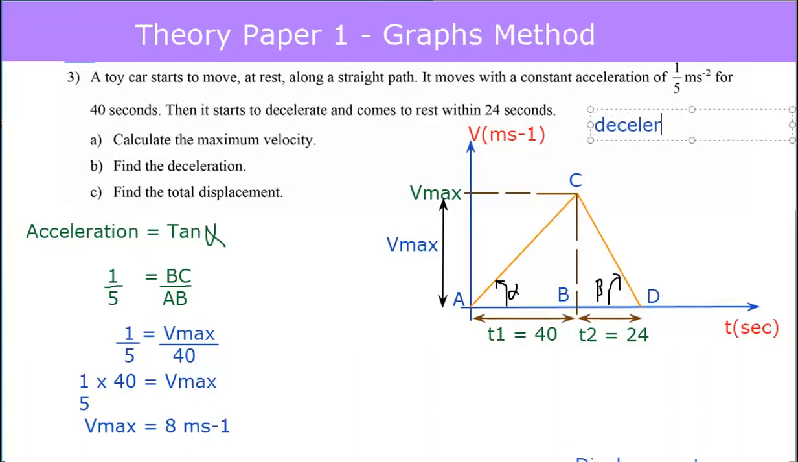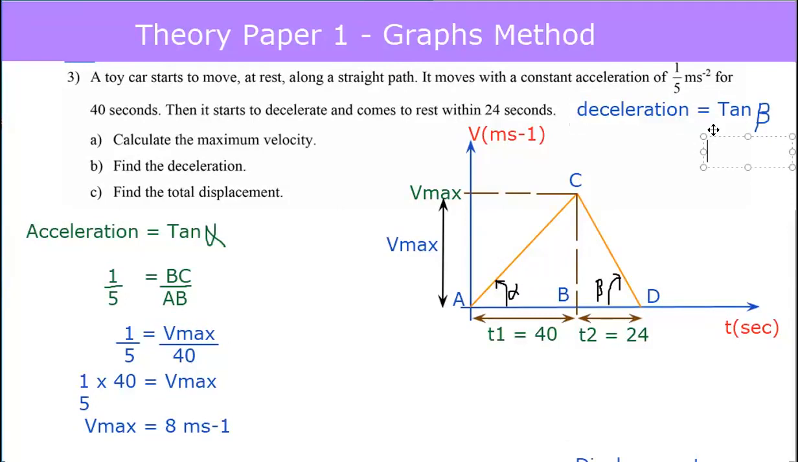Tan beta, sir. Tan beta, very good. So deceleration equals, please write the equation. Deceleration equals tan beta, right? I think from this you can easily find the deceleration. You should use the other graph, the CD graph, this one. So you should use the BCD triangle to find deceleration.